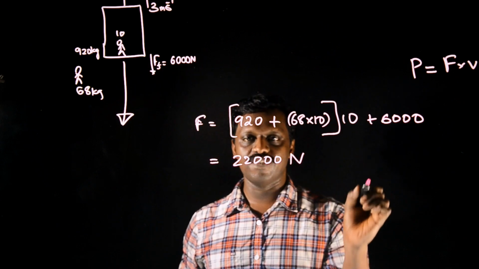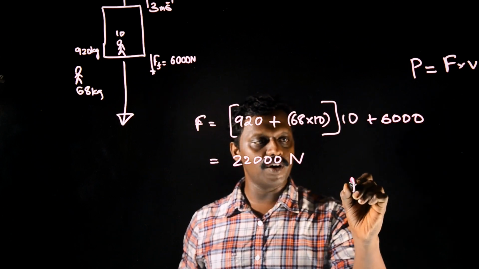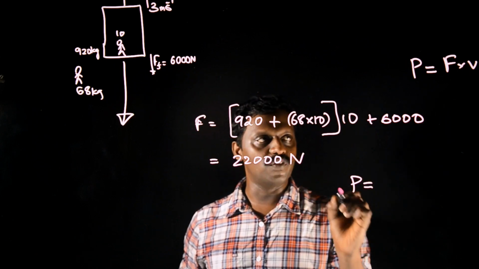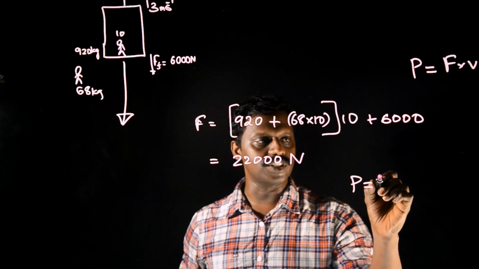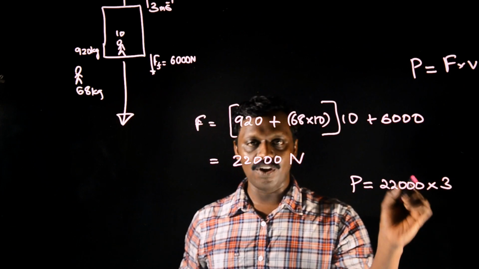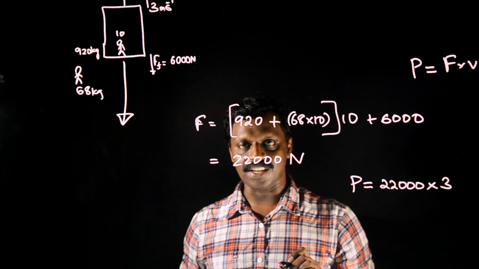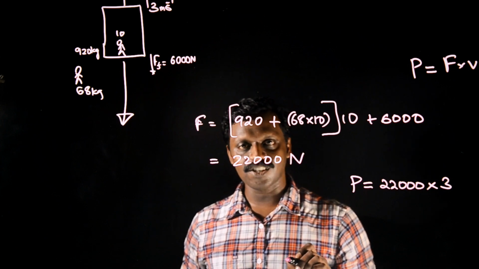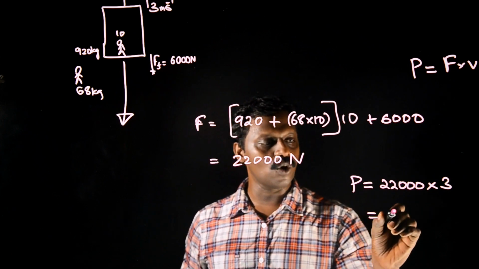So this is the net force, and the power delivered by the motor to the lift will be force times velocity. So 22,000 multiplied by velocity, which is given as 3 meter per second. So the answer is option 4, 66,000 watt.